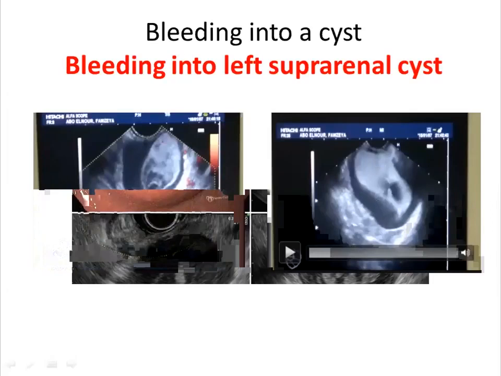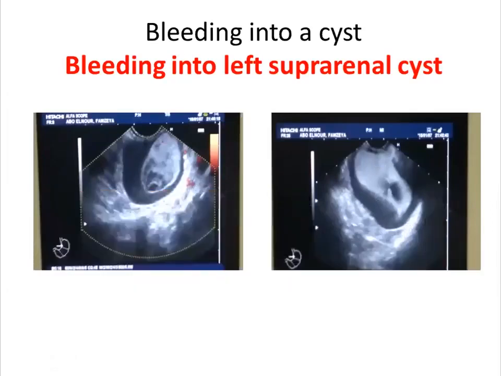Most of the bleeding inside a cyst will stop spontaneously. Just observation, no need for further intervention, because the continued bleeding inside the cyst increases the pressure inside and compresses the bleeding point.